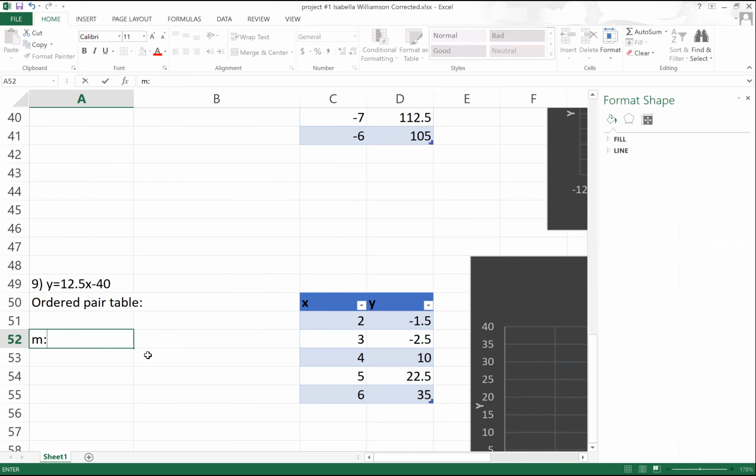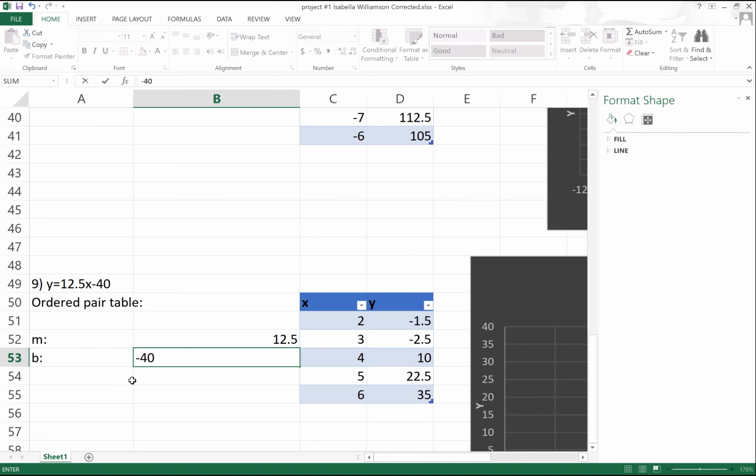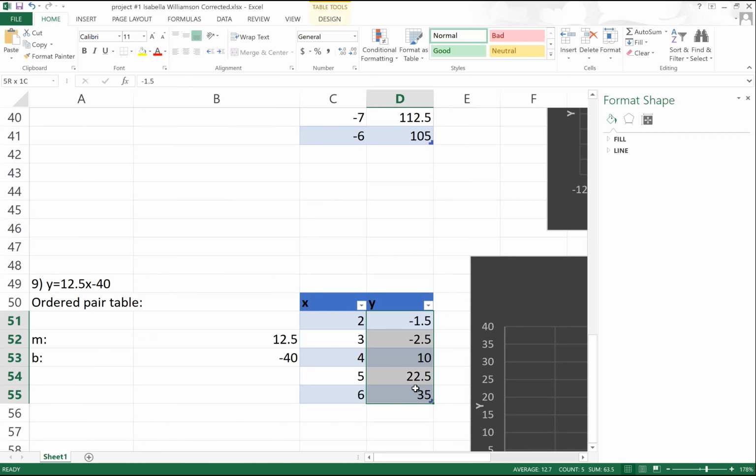So again, slope, define that, is 12.5. Y-intercept here is minus 40, negative 40. So same thing here. We delete everything here and put in the formula. So we have this number multiplied by slope, and we put in a dollar sign in front of this, a dollar sign in front of row and column, add in the y-intercept. Same thing using absolute reference, and then hit enter. Then it should get one of them, and just drag it to get the rest of them.